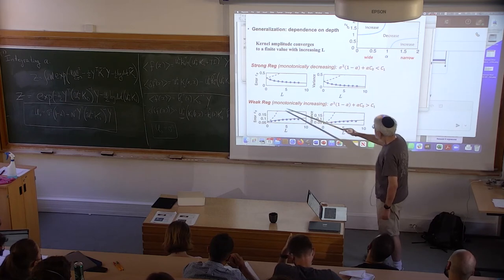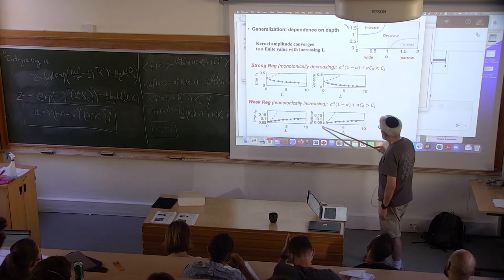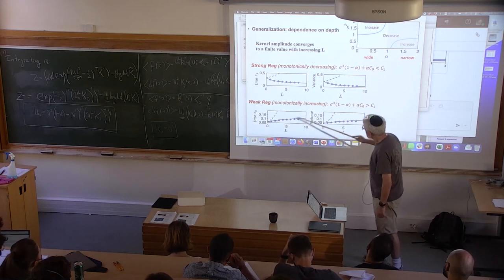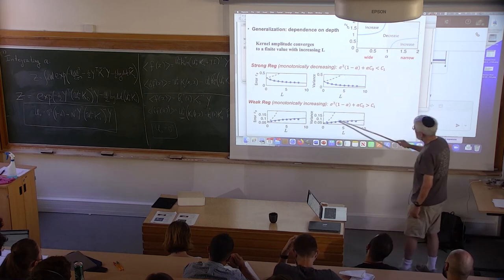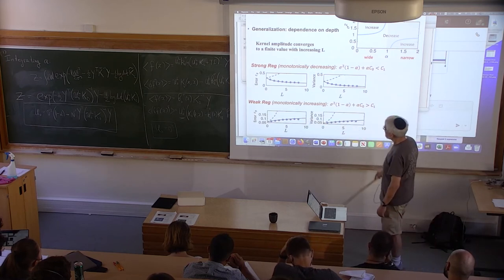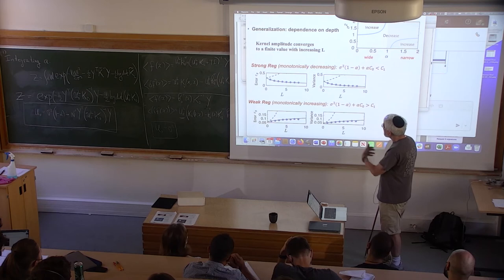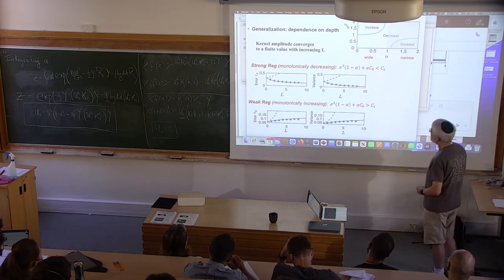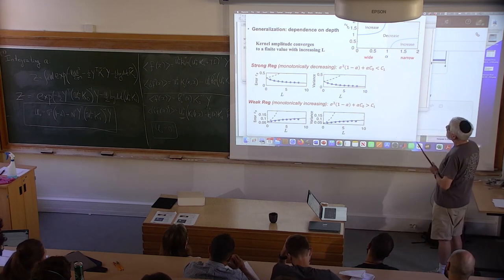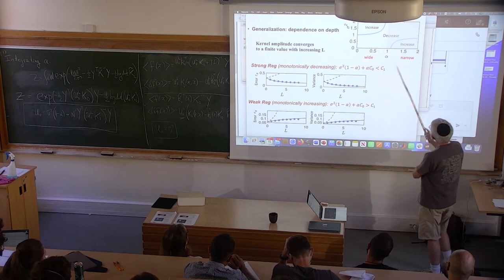Here it's a regime with what we call weak regularization. So here it actually goes up with L, but it's saturated or goes up very slowly compared to the GP limit. So you see also here that the dependence on depth is very different, or can be drastically different, from the GP limit.